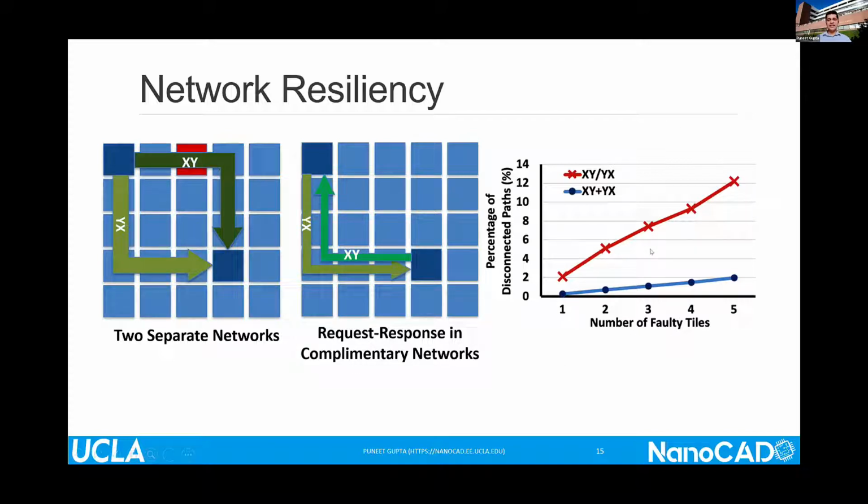This is shown on the right, in the plot where the red curve is the conventional dimension order routing. In this 1,000 tile system, even if the number of faulty tiles reaches up to 5 or so, you lose 12% of the wafer, which is inaccessible at this point. We can bring it down to maybe about 1 to 2% of the wafer by doing this redundant routing.